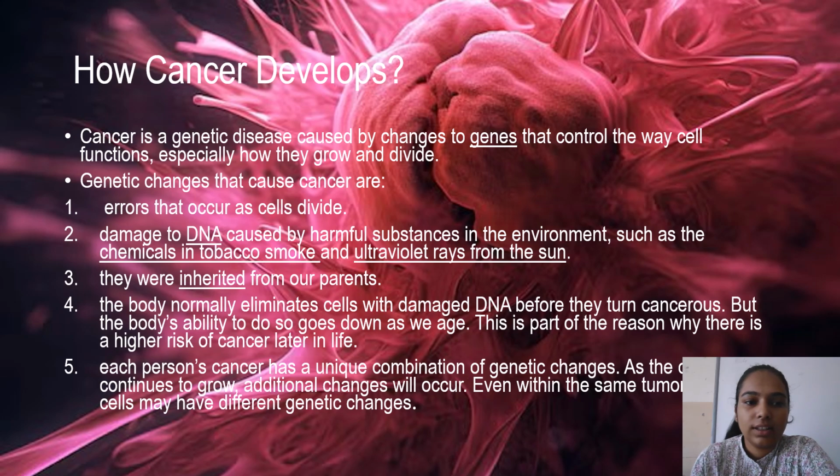How does a cancer cell develop? Cancer is nothing but a genetic disease caused by changes to genes that control the way cells function, especially how they grow and divide. Genetic changes that cause cancer are errors that occur as cells divide, and damage to the DNA caused by harmful substances in the environment such as tobacco smoke and ultraviolet radiation. Next, they can be inherited from our parents. You can also inherit cancer from your parents.